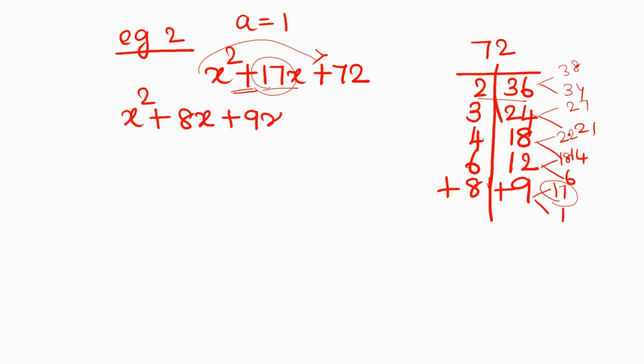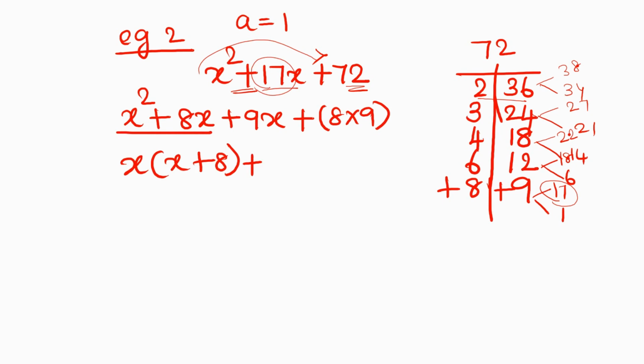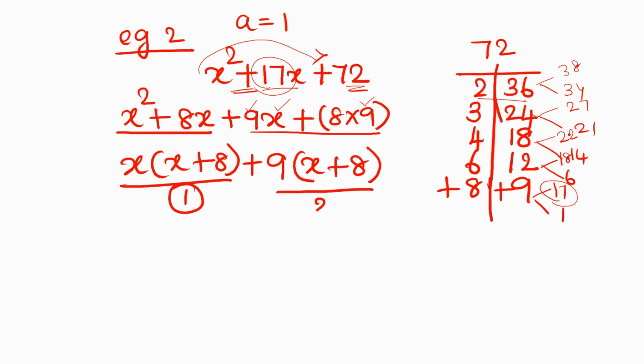So now I can split the terms as x square plus 8x plus 9x plus 72. Now from the first two terms take x outside. The remaining term is x plus 8. Then in the third and fourth terms take 9 outside. Remaining term is x plus 8. From the first two terms, x plus 8 is common, so take it outside. So x plus 8 into x plus 9 are the factors.